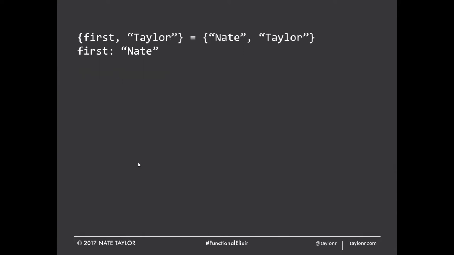So if we take this code, and again, we have on the right side, Nate and Taylor. On the left-hand side, though, we have first, and then we have the same string, Taylor. What this is gonna do is it's only gonna match data in which the second parameter on the right-hand side is Taylor. And so then it's gonna still assign Nate to the first parameter. And so we can now start saying, okay, well, I want to deal only with the Taylors, and so I would use the pattern matching here.